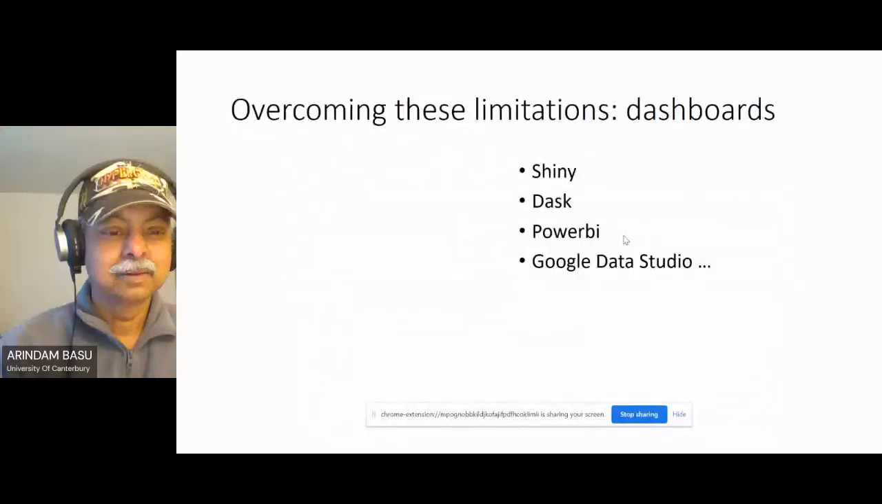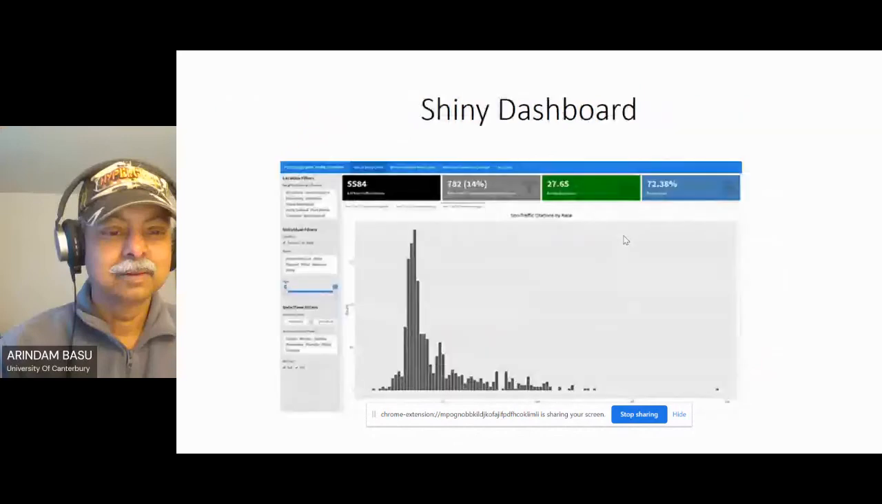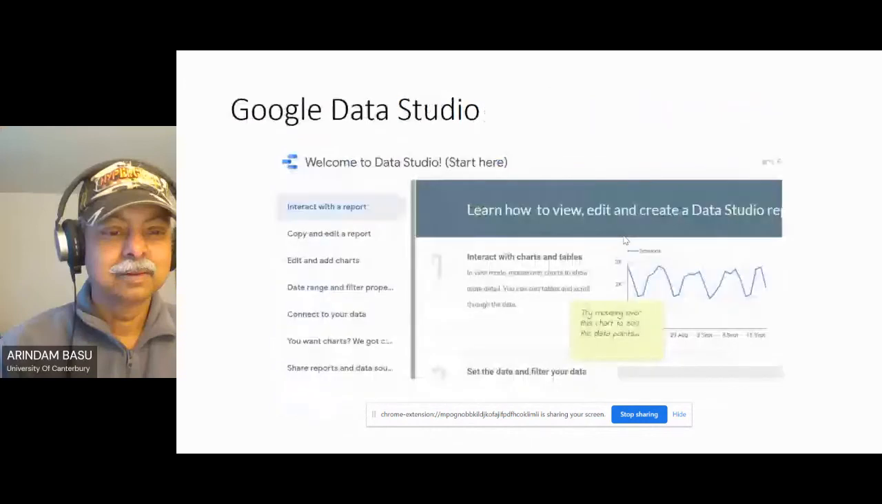And then there's a fourth class of objects called dashboards. For example, Shiny, Dash, Power BI, Google Data Studio. And I'm going to show you a couple of them. This is a Shiny dashboard. But here what happens is this, that you do not convey any text information, but the user can manipulate the conditions of the graph and see for themselves what's happening. So we have got a mix of two worlds, right? Here is, for example, Google Data Studio, where you can manipulate charts and things like that.